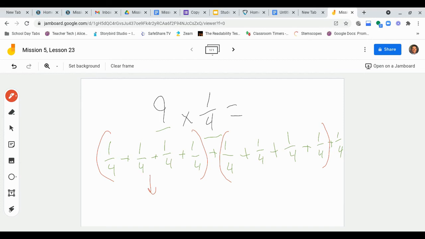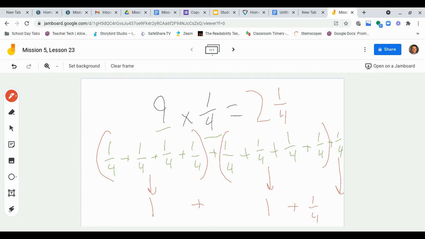So again, what do those 1/4 plus 1/4 plus 1/4 plus 1/4 equal? Well, it equals 4/4, or one whole. Same thing here. This is another whole, and then I still have that 1/4. So now I just need to do, well, 1 plus 1 is 2, and then I still have that 1/4. So my answer, or my product for this, 9 times 1/4 equals 2 and 1/4.